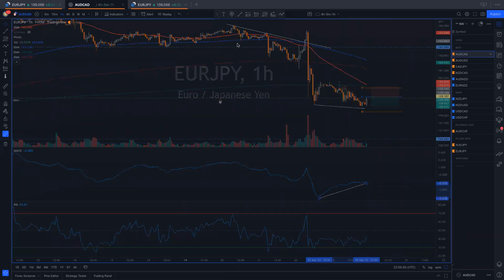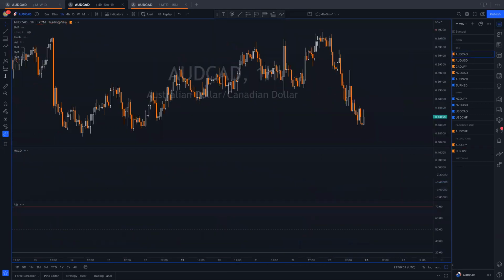Now, where's my Zoom thing gone? There it is. And that's gone, and now I've gone. There we are. Okay, so there's a few things that may line up. Aussie CAD seems to be the best looking one if it does pull back.